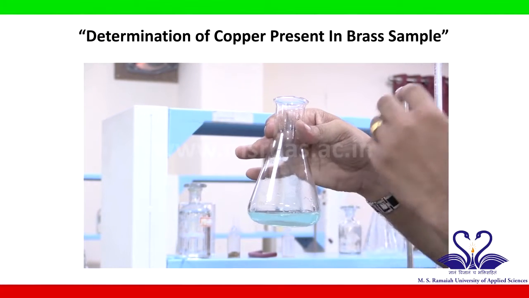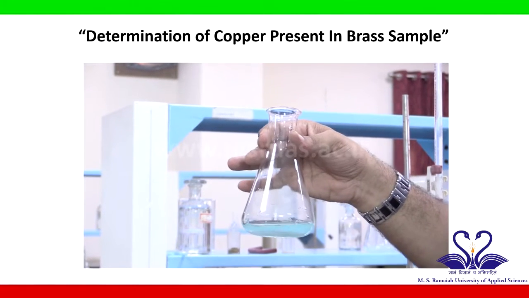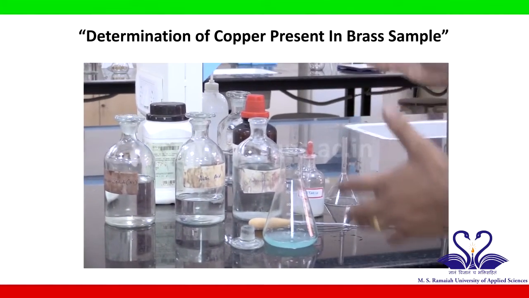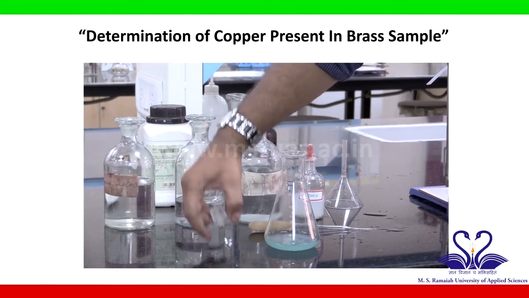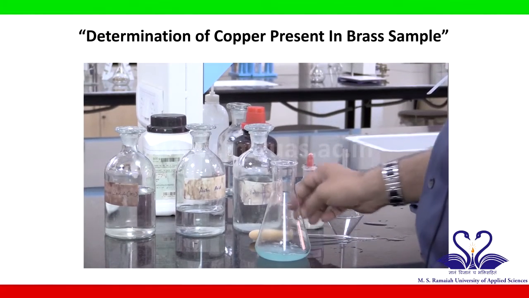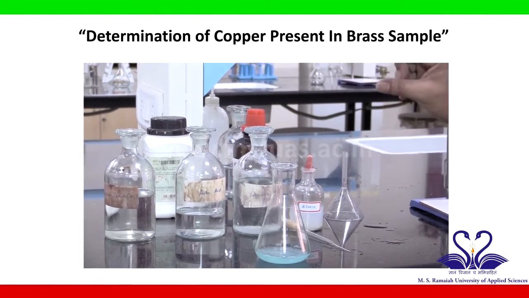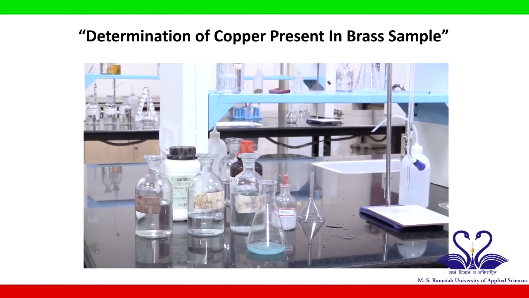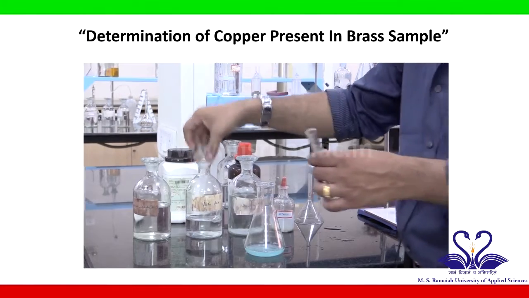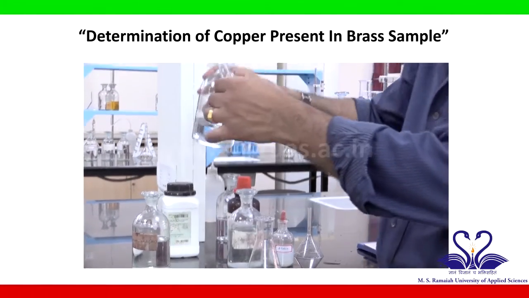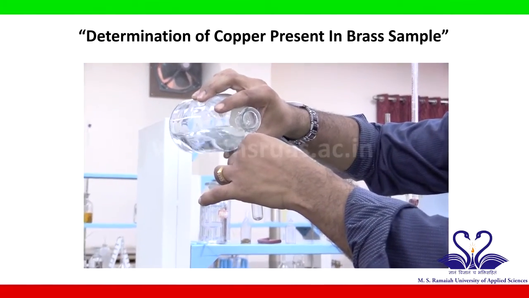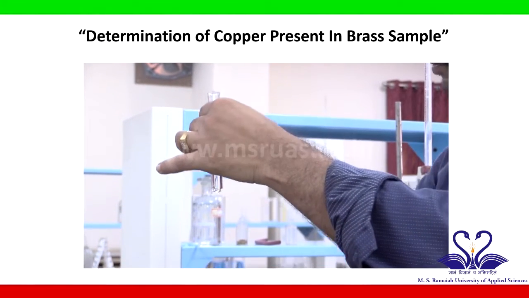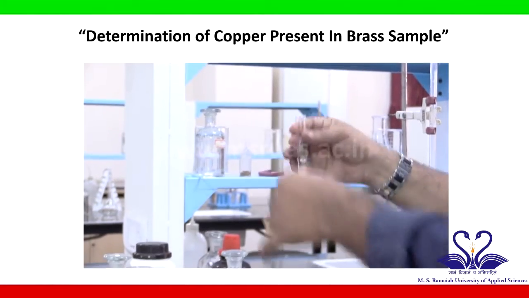Otherwise, if no PPT is forming, then also you have to discard the solution. Now the nitric acid has been neutralized, and it is forming cupric hydroxide. This PPT has to be dissolved and you also have to maintain the pH, so that's why I am using acetic acid. Three-fourths of a test tube of acetic acid is enough, almost 3 ml, to dissolve the PPT.